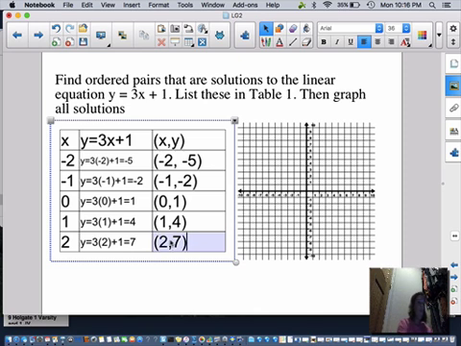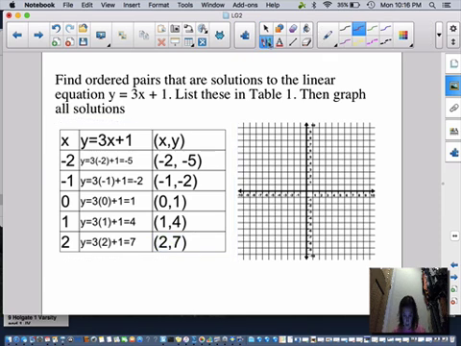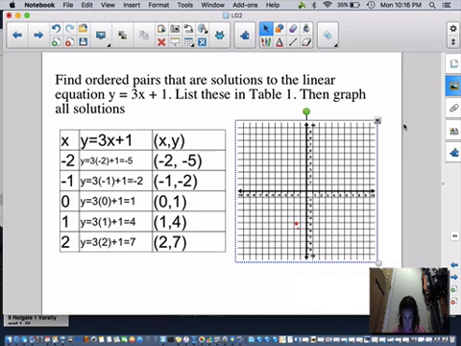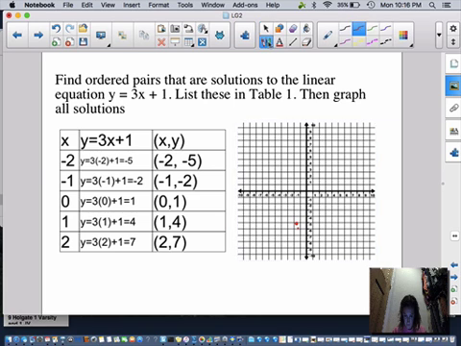Okay, so now that we know the ordered pairs, we can go ahead and plot our points. So we have negative 2, negative 5. We have negative 1, negative 2. 0, 1. 1, 4. And 2, 7. And we connect with a line.